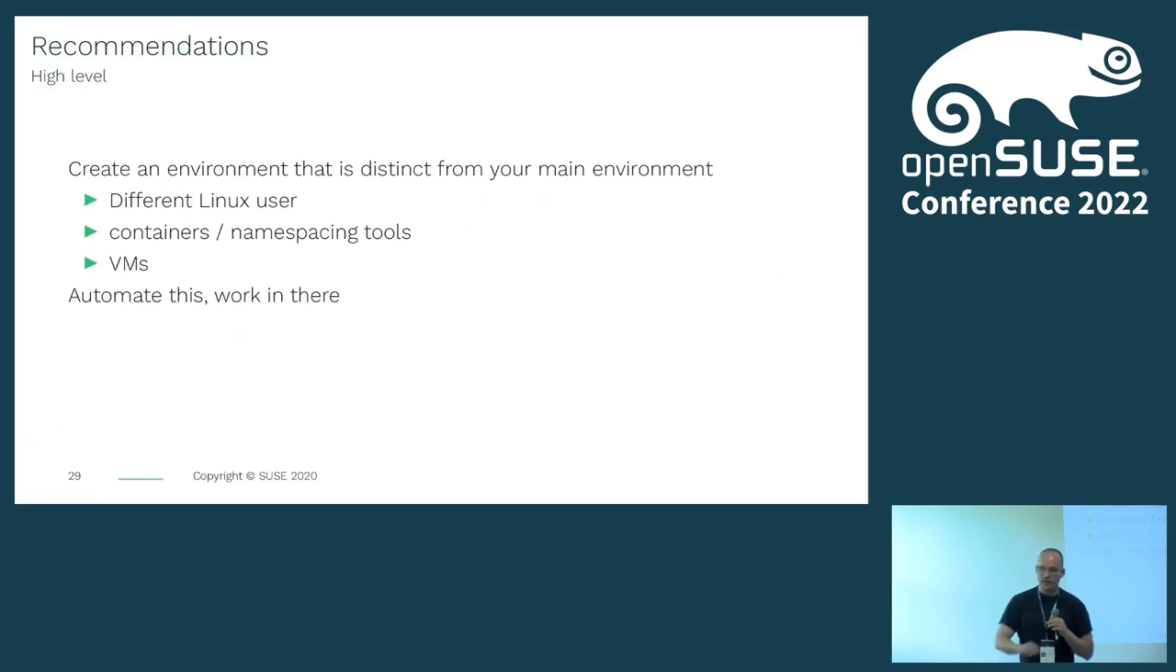So also still on a high level, what do you do for that? You should create an environment that is distinct from your normal environment in which you work as a normal user. So you can use different Linux users if you like. You can use containers or namespacing tools. I mean, containers basically are just different combinations of namespacing, and they are really nice tools that you can use nowadays to set up various namespaces so that not all privileges are available at all times. Then VMs are a good thing. VMs probably offer the strongest protection because you don't share the kernel. This is also the setup that I use. When I audit software, I clone a new VM and just work in there.